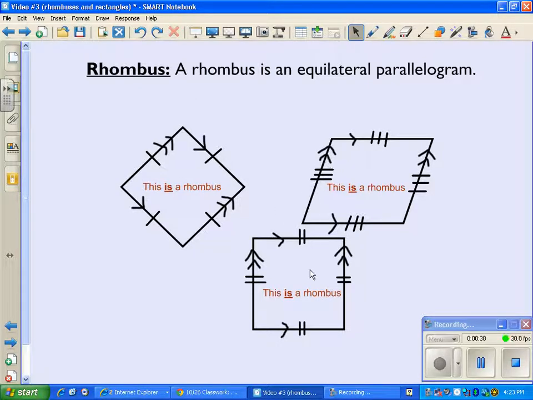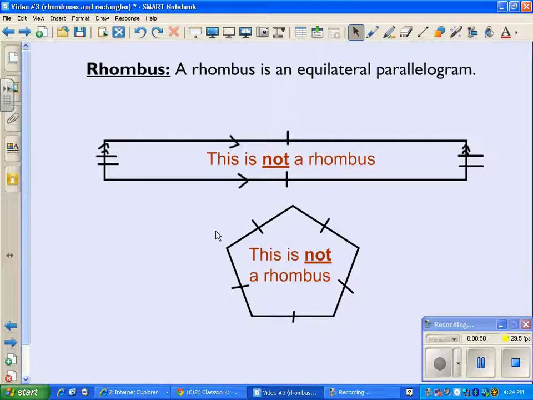Now, a square is a rhombus. So if you think, every side of a square is the same, it's equilateral. And again, opposite sides are parallel. So take a moment, write down this definition, make sure that you're writing down or drawing these pictures, and putting a little note in them saying this is a rhombus.